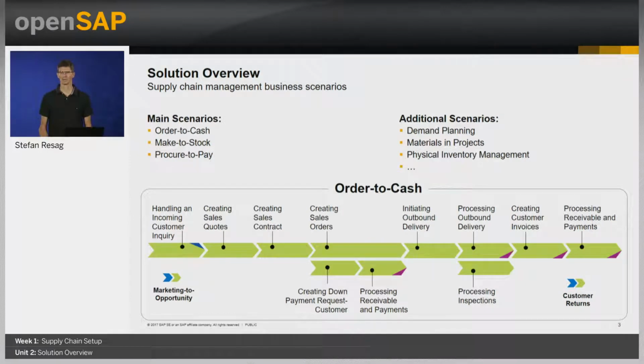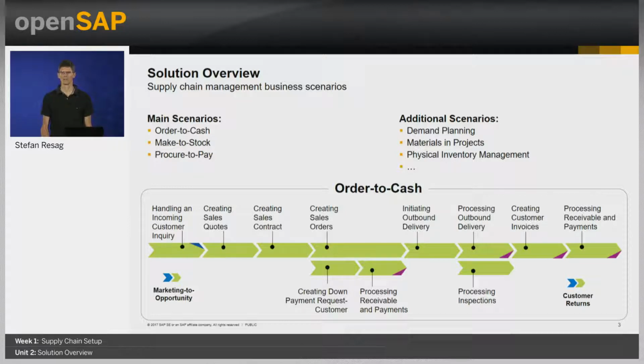Let's have a closer look at the solution scope for supply chain management. First, it can be described from an end-to-end business scenario perspective. Overall, we offer 36 of these end-to-end scenarios. You can find an overview of all business scenarios in the official help documents.